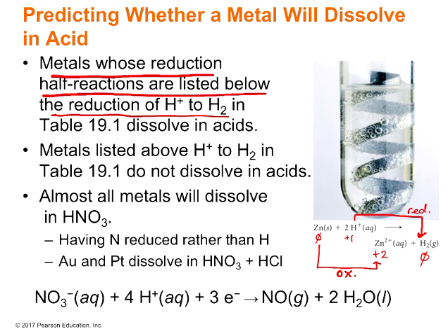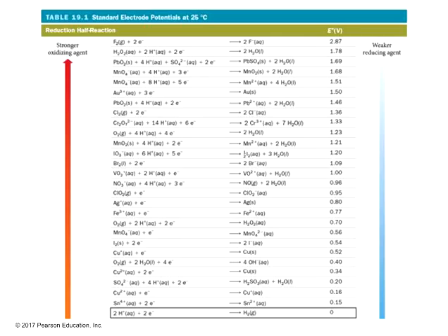Now, remember in that big long table, and in fact, let me skip ahead to that table, we saw that anything above the standard hydrogen electrode liked to be reduced. So those were stronger oxidizing agents, so more likely to be reduced. So if we tried to, let's say, dissolve copper, let's say we try to dissolve copper in hydrochloric acid.